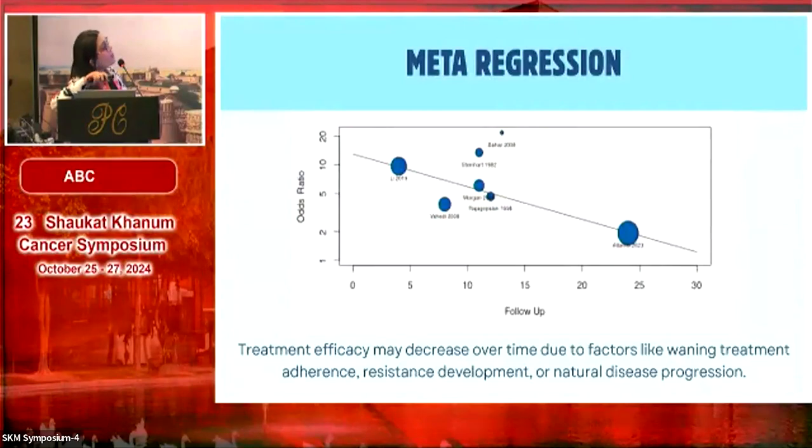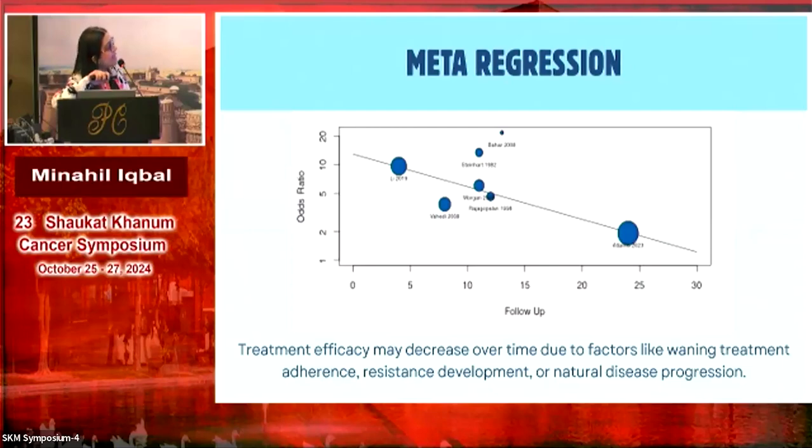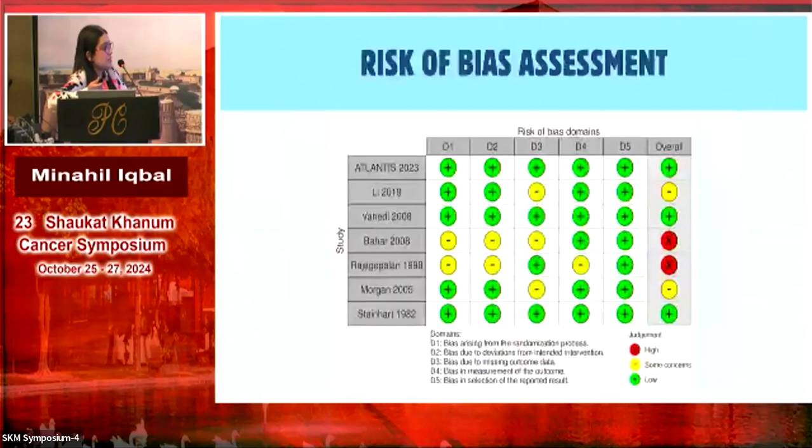Then we also performed a meta-regression to further clarify the reason for the heterogeneity. We can see that there is a linear correlation between the odds ratio and the follow-up, for example in the Morgan study, the Rajagopalan study, and also the Atlantis trial. The linear results show that the treatment efficacy may decrease over time due to factors like waning treatment adherence, resistance development, and or natural disease progression.